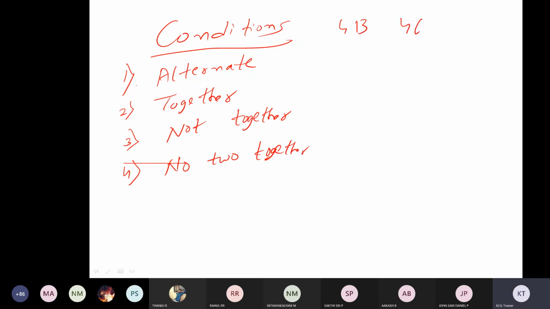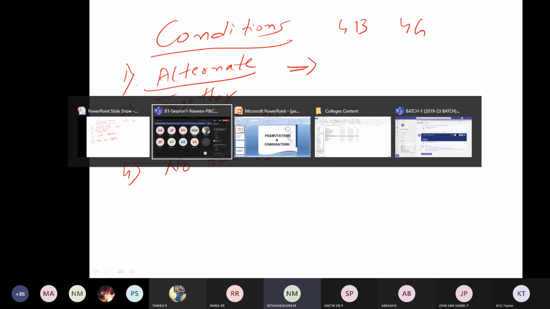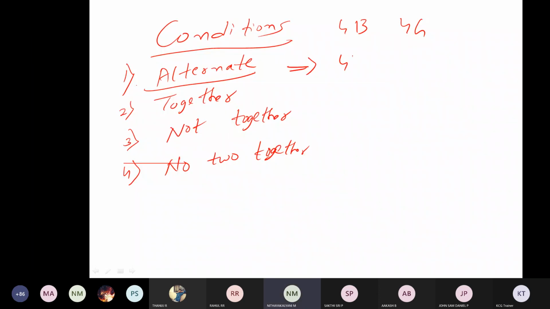4 boys, 4 girls. What is the answer for sitting alternately? Tell me fast, we're getting late. 4 boys, 4 girls, alternate. 4 factorial into 4 factorial into 2 factorial. That's all done. My next question is there are 5 boys, 3 girls. I want all 3 girls together.